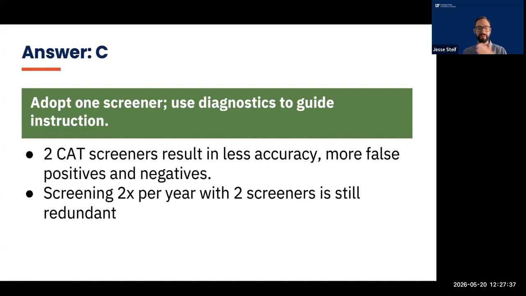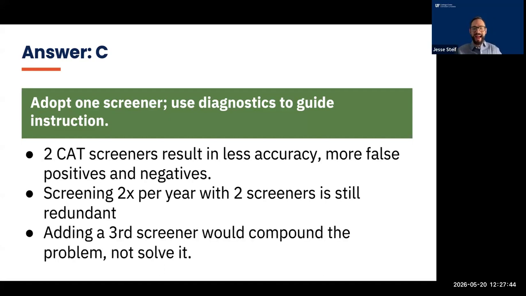Screening twice a year instead of three times a year with two screeners is still gonna be redundant. And adding a third screener would compound the problem, would increase the number of false positives and negatives and not solve it. Right. So that brings us to diagnostic assessments.